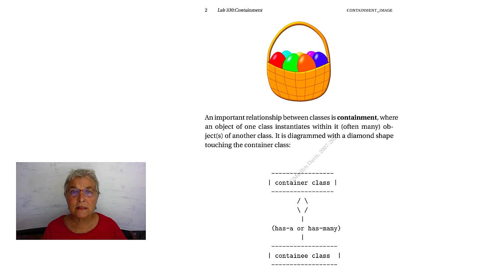Containment looks like this. Here we have two classes, the basket class, which is the container class, and the egg class, which are the containees.